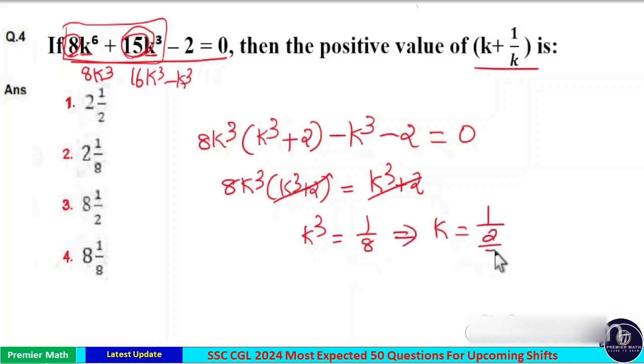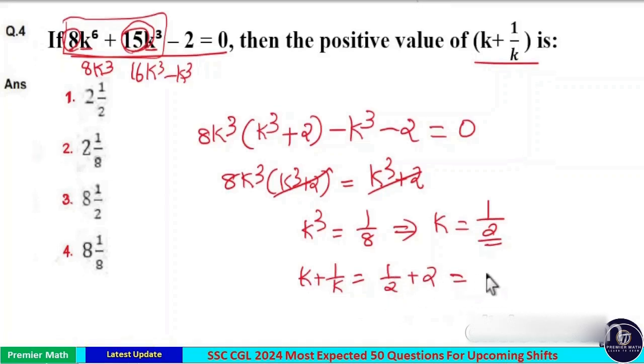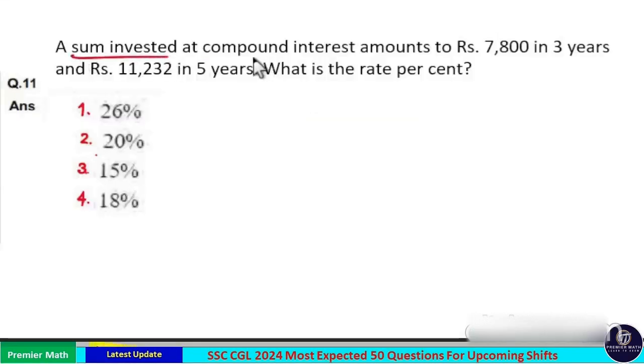Then k is equal to 1 by 2. If k is equal to 1 by 2, then k plus 1 by k is equal to 1 by 2 plus 2. K is 1 by 2, 1 by k is equal to 1 by 1 by 2, which is equal to 2. So 1 by 2 plus 2 is equal to 5 by 2, which is equal to 2.5. So option 1 is your answer.